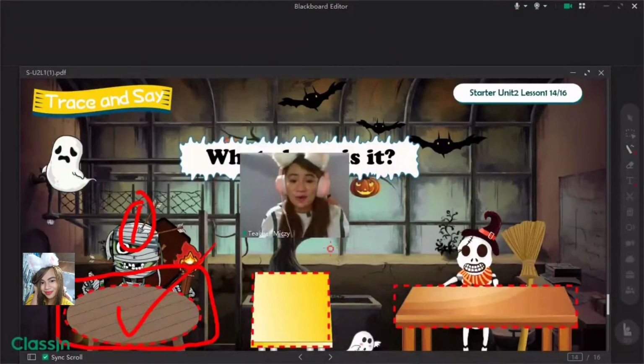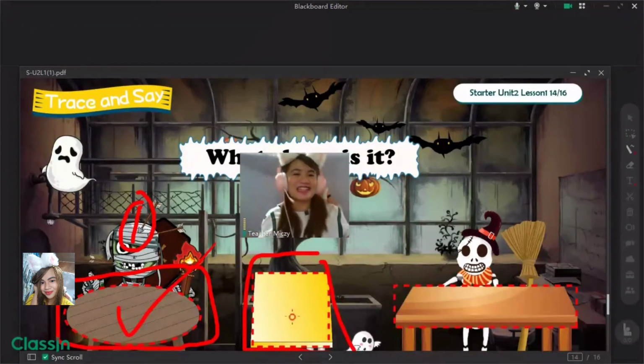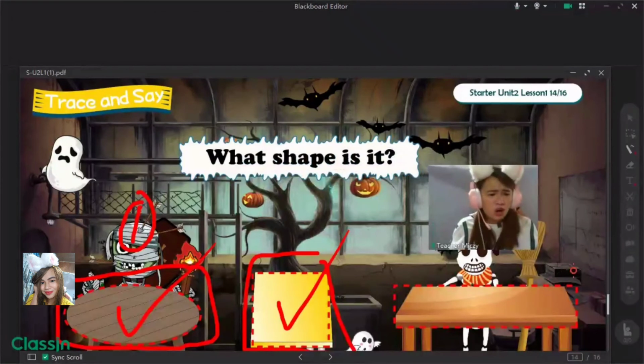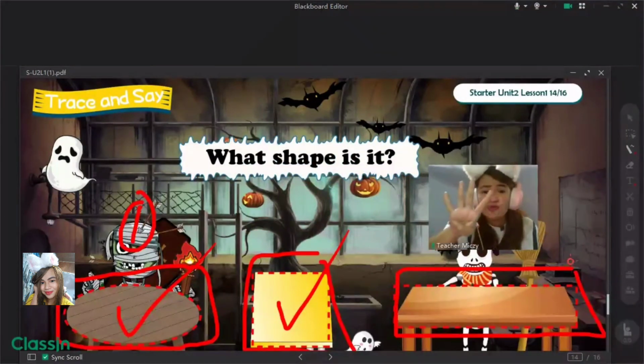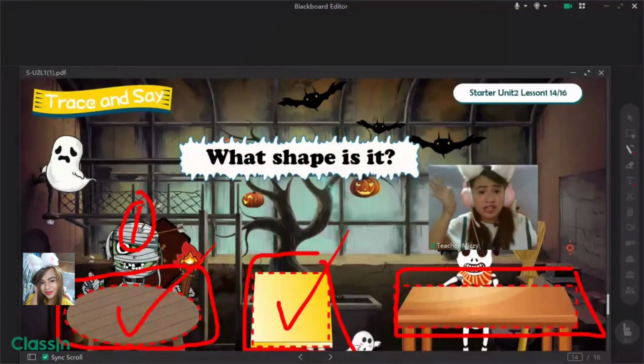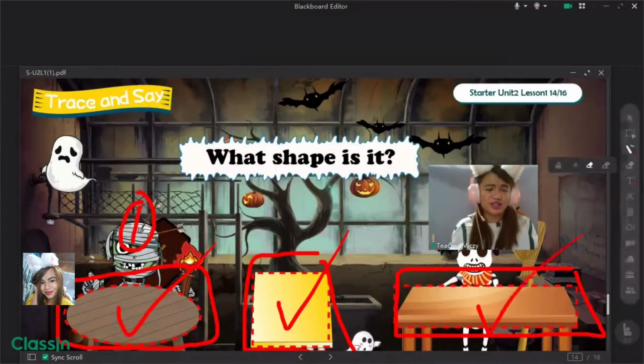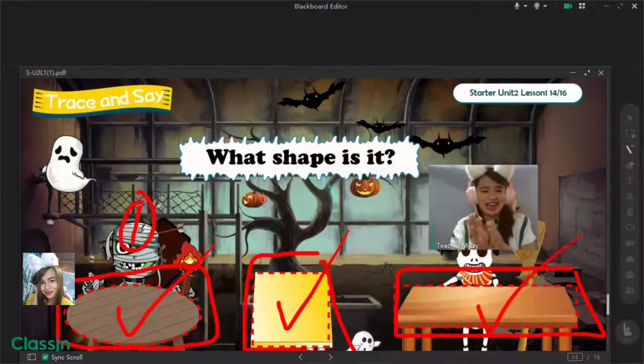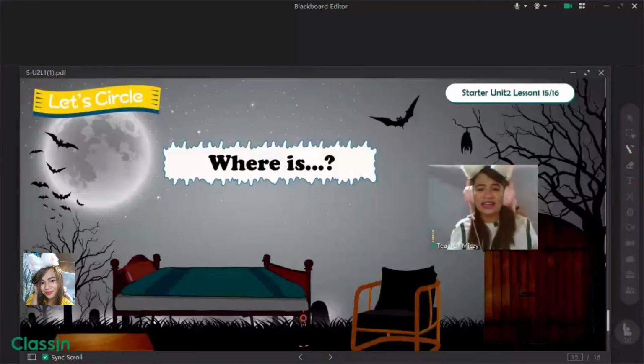How about this? What shape is this? Very good, it is a square. And what's the name of this shape? It has four sides, it has four corners. It's a rectangle. Fantastic! Wow, very good job, Abby.